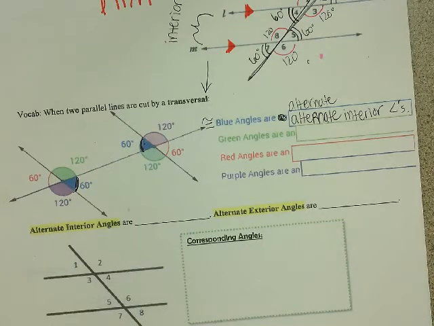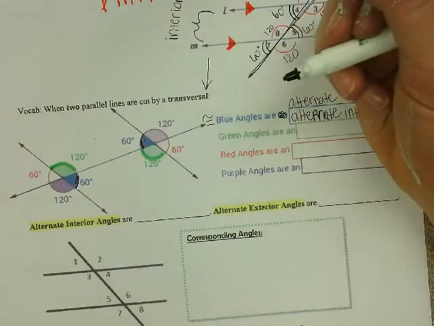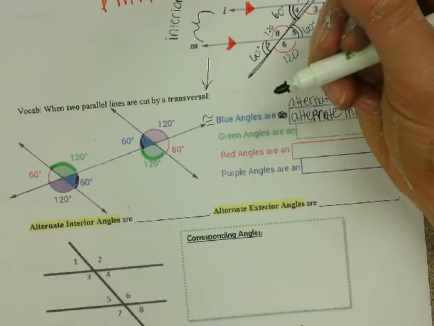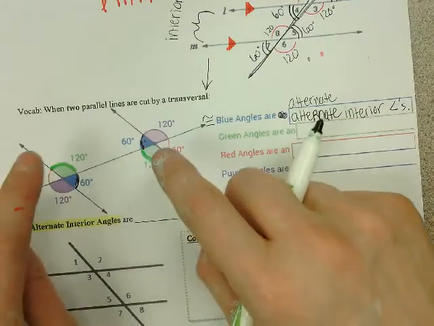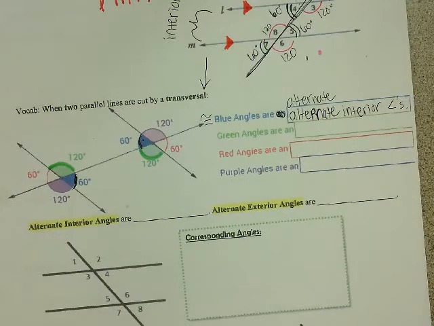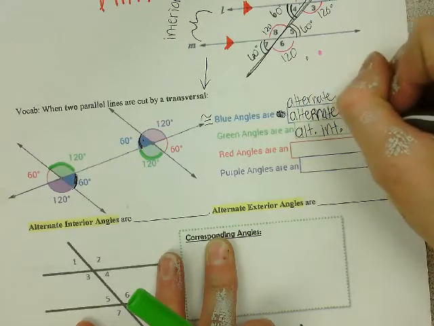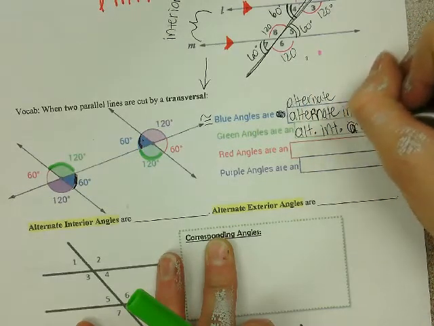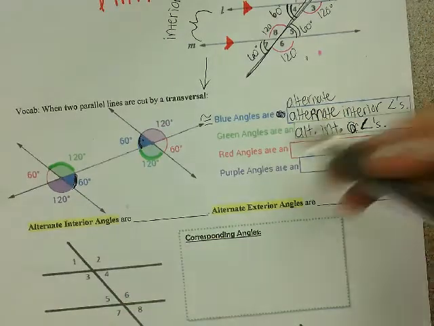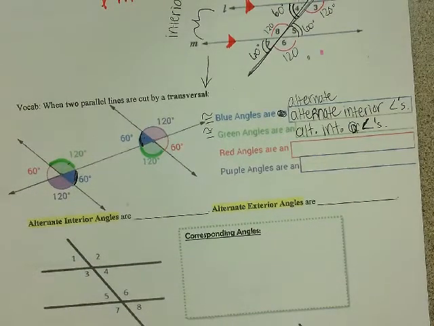Now let's look at the green angles. Okay, are they on the inside or outside of the parallel lines? They're on the inside. Are they on the same side of the transversal or alternating? Alternating. So they're also alternate interior angles. I'm going to write alt int. Are we okay with that? A little less writing. All right, if you notice 120, 120, they are also congruent. Congruent means equal.